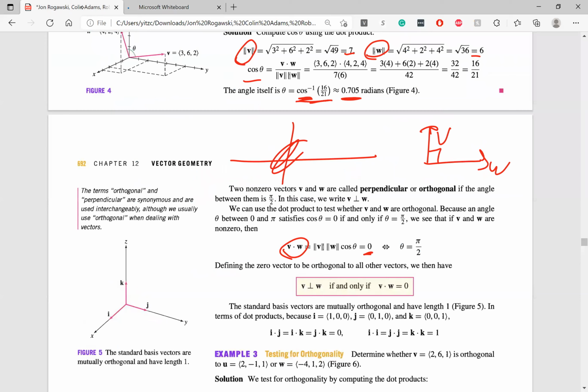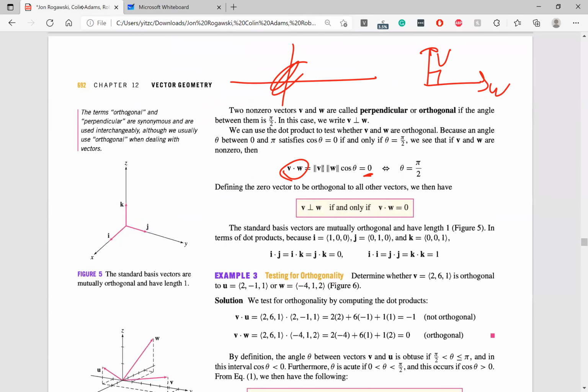Okay. So let's try with i, j, and k, because we know that i, j, and k are perpendicular.